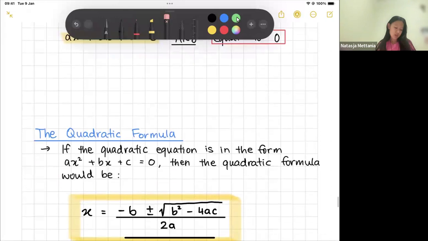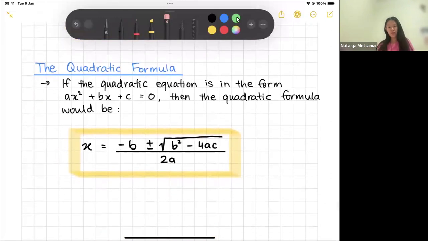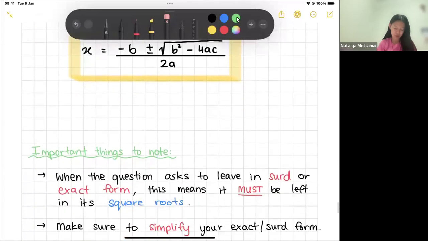Now, the quadratic formula is basically this. I recommend for you to write this down. The quadratic formula is used when the quadratic equation is in the form of ax squared plus bx plus c equals 0. Then the quadratic formula would be x equals minus b plus or minus the square root of b squared minus 4ac, all over 2a. It's good to remember this formula because you'll need it for today.